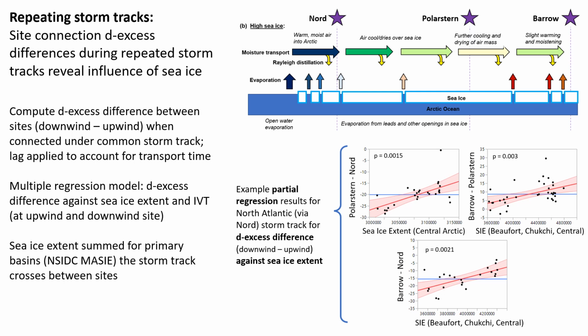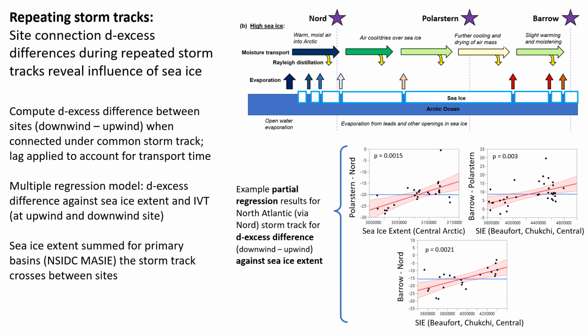We do the same for vapor moving from Nord to the Polarstern and for vapor moving from Nord to Barrow. For these 3 combinations of site connections, we plot the DXS differences against sea ice extent and see the respective relationships, where in this case for each connection, we see a significant and positive relationship between the excess difference and sea ice.